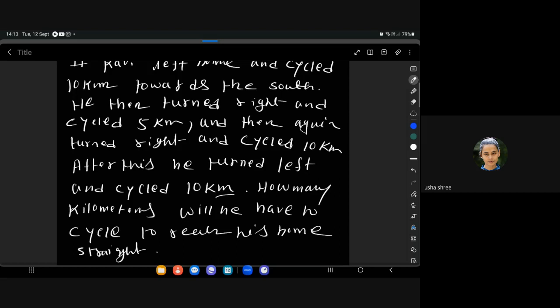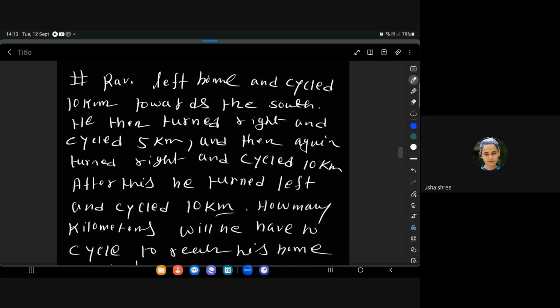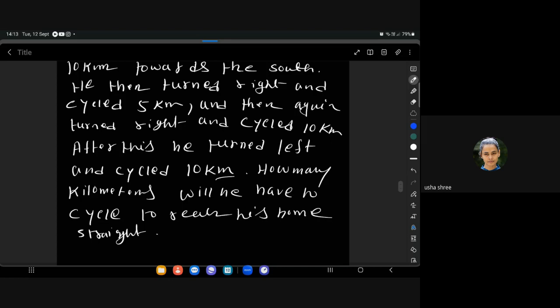Okay, let's solve. Now, let's understand the question first. Ravi left home and cycled 10 kilometers towards the south. Now, the second information: he then turned right and cycled another 5 kilometers. The third information: then again turned right and cycled 10 kilometers. Then the fourth information: after this, he turned left and cycled 10 kilometers. So there are four information. Now they have asked how many kilometers will he have to cycle to reach his home straight.